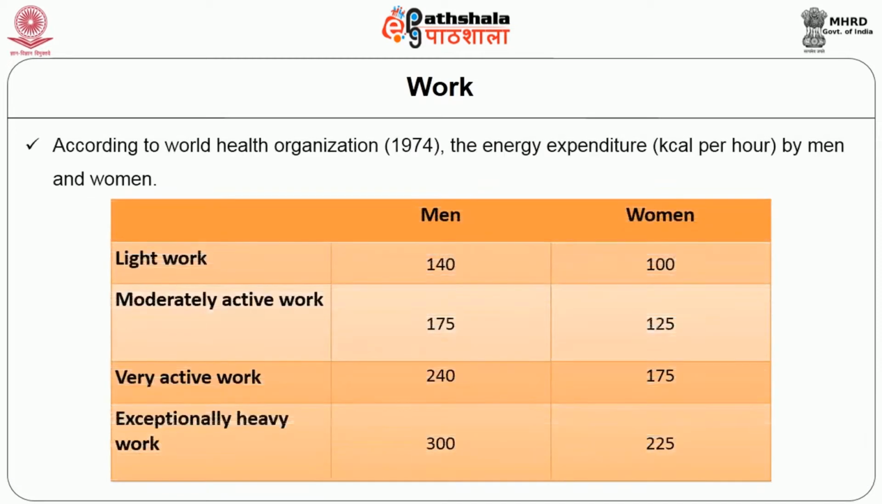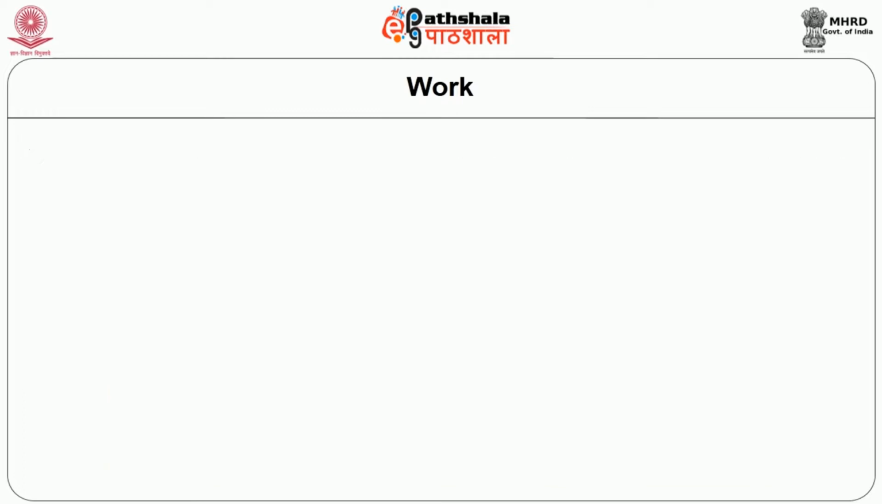According to the World Health Organization in 1974, the energy expenditure in kilocalories per hour by men and women goes as follows: for light work, it would be 140 and 100. Moderately active work is 175 and 125. Very active work is 240 and 175. And for exceptionally heavy work, it would be 300 and 225 respectively.